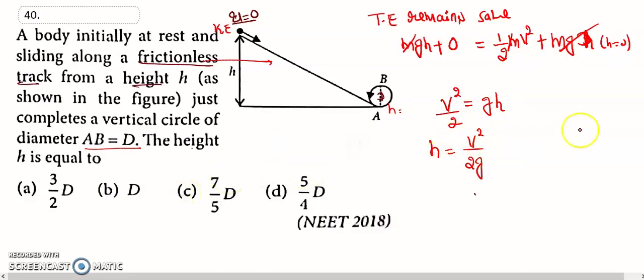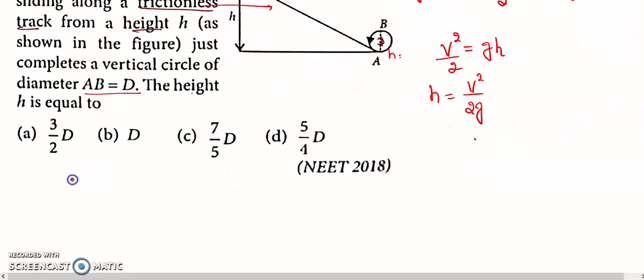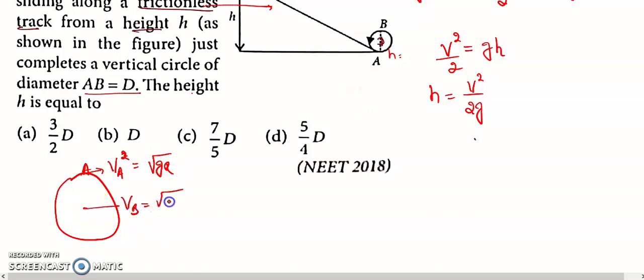But what is the velocity here? Let's see the different cases in the circle. At the top, va is equal to square root of gr. At the middle, vb is equal to square root of 2gr. At the bottom, vc is equal to square root of 5gr.